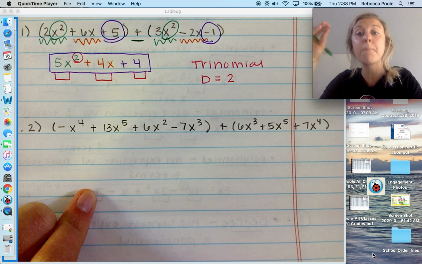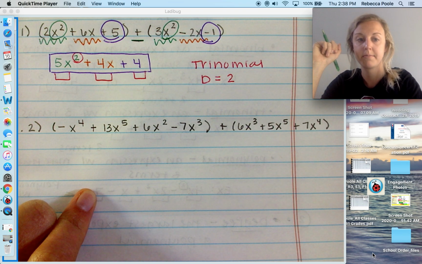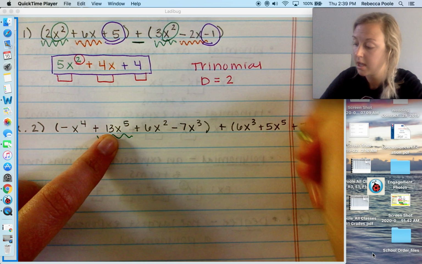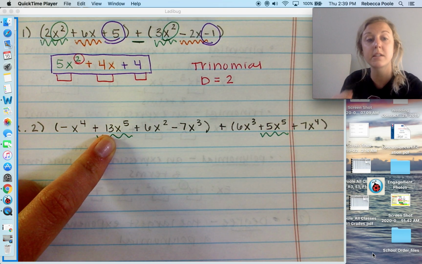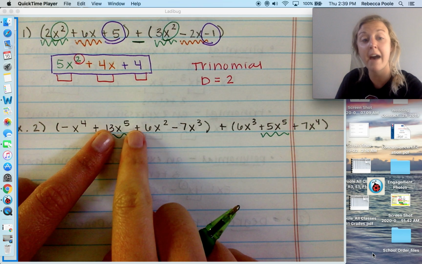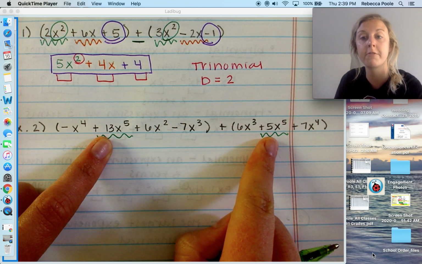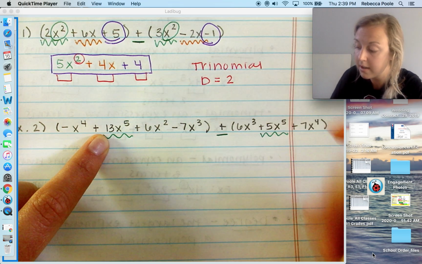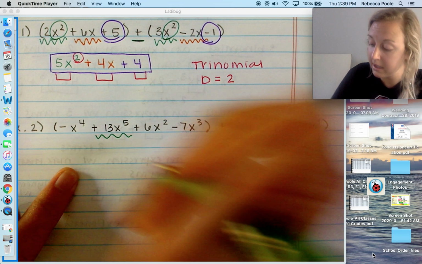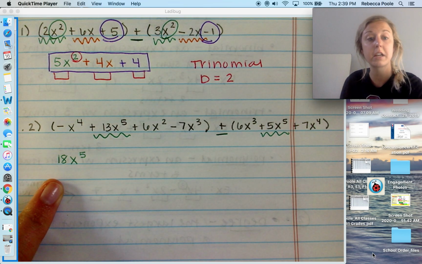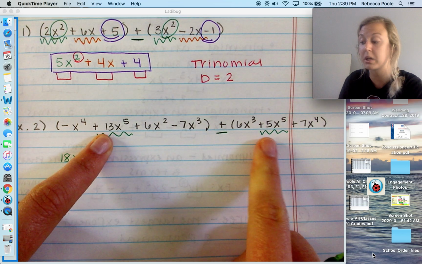So my biggest exponent, my biggest terms, what do y'all see? Okay, x to the 5th, I agree, is my biggest one. I have 4 x's, 2 x's, 3 x's, 3 and 4. 5 is the biggest. So this is what should come first. So we're doing 13 plus 5, which gives me 18. And that was x to the 5th. Again, you're not changing the exponent. You're just putting them together.